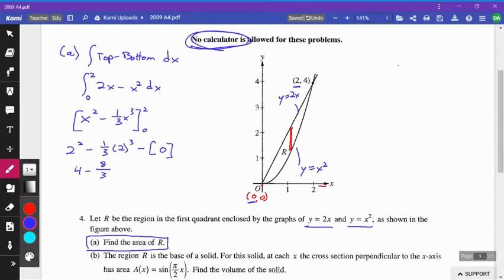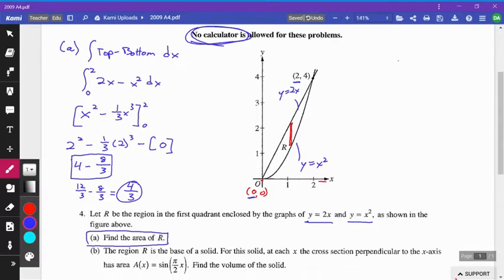8/3. So I could leave my answer like this, or I know that 4 is 12/3 minus 8/3, so I could write it as a fraction. So that was part A, just going through finding the area, the basics: top minus bottom, remembering the bounds.